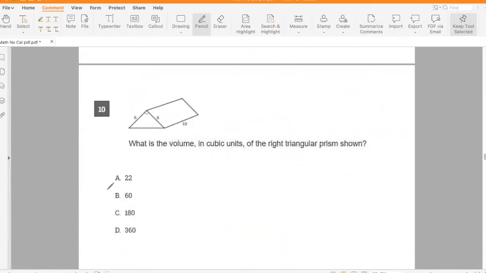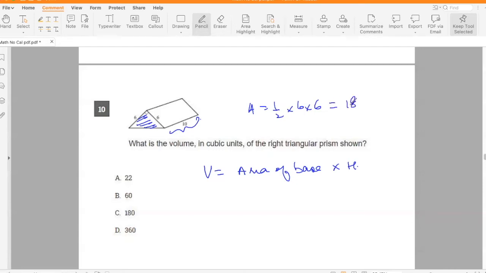What is the volume in cubic units of the right triangular prism shown? So the volume would be the area of the base multiplied by the height. And we are going to take the solid that's rising straight upward. So this would be the base then, and this would be the height. So area of the base would be half into 6 into 6, because that's a right triangle. So that's 18. So then that's 18 times 10, so 180.